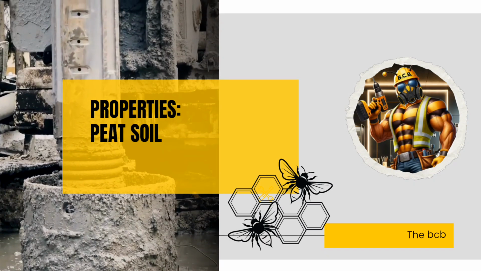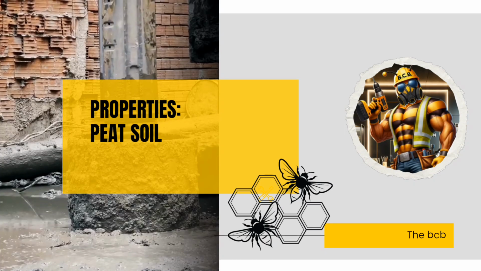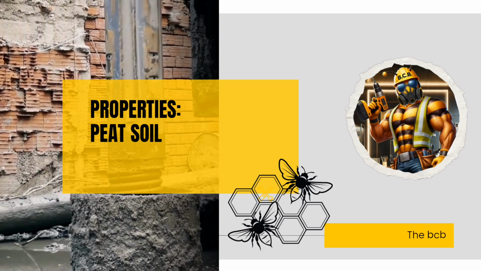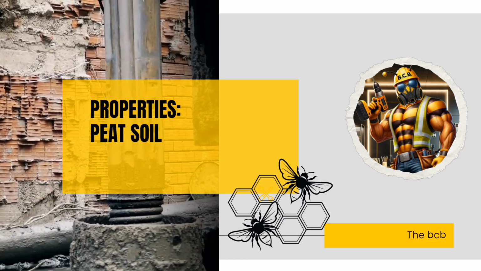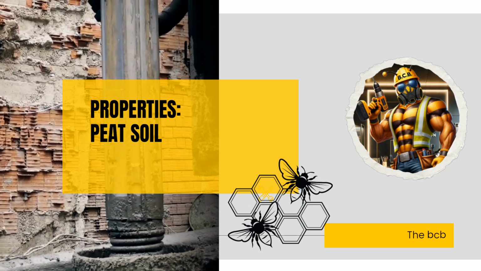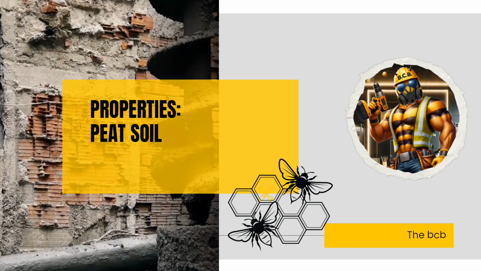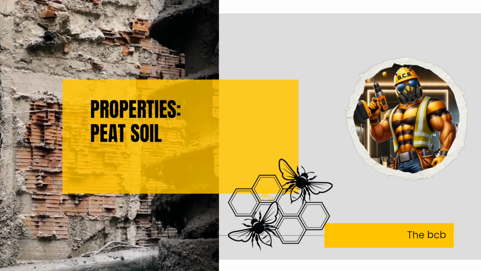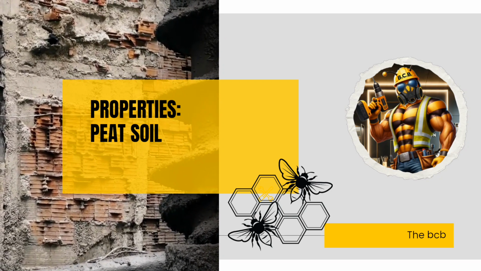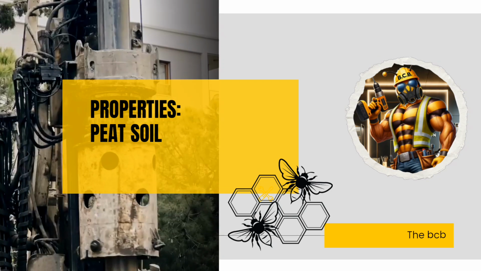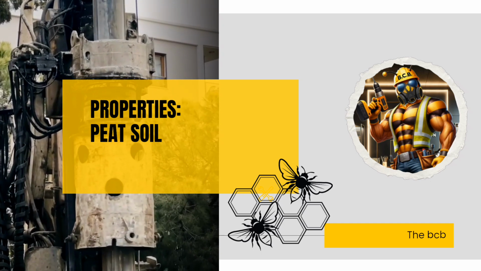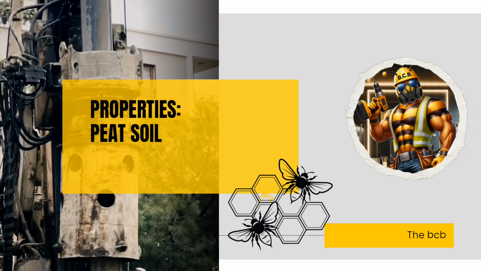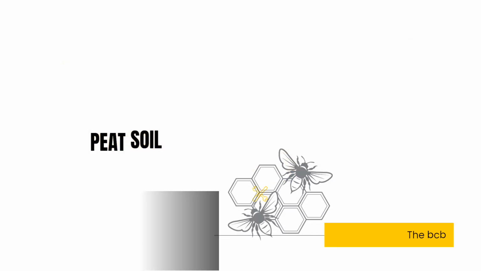And now we get to the troublemaker, peat soil. Peat soil is rich in organic material and is highly compressible, which means it can be a nightmare for construction. Low bearing capacity and high levels of water retention make this soil type extremely unstable. The biggest issue with peat soil is settlement. As organic matter breaks down, the soil compresses, leading to foundation subsidence. It's not uncommon for structures on peat soil to suffer from significant movement over time unless specialized techniques are used.